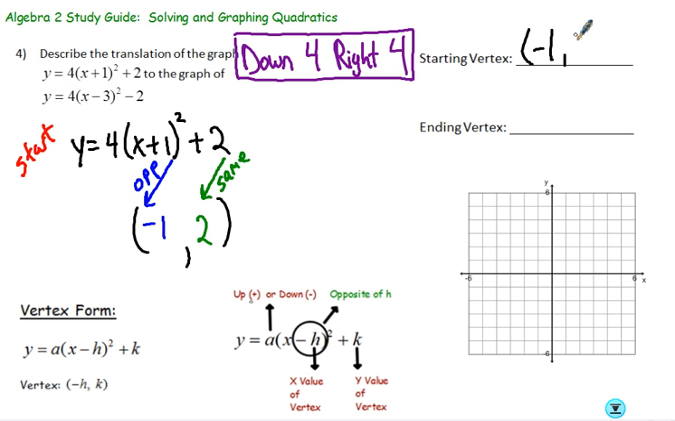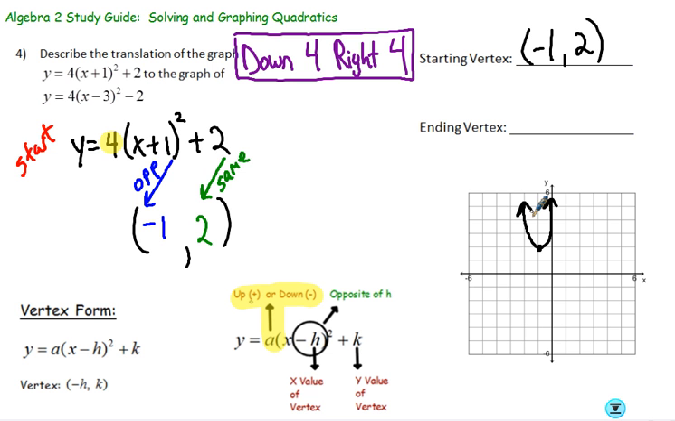Negative 1, 2. So I'm at negative 1, 2. So left 1, up 2. And there's my first parabola. Well, actually, we haven't drawn it yet. Maybe let's figure out what we got, a positive 4 there. So the positive 4 means, since it is positive, because again, we're referring back to this right here, up or down. The a tells you up if it's positive, down if it's negative. So he's happy, so we're going to draw a smile. And again, we're just sketching it there, so we've got a parabola that looks like that.